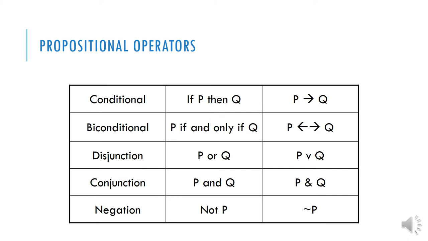Here is a table of the propositional operators that we're going to use in this course. It's important that you memorize this table as it'll be used throughout the rest of the course. So starting from the top, we see that a conditional statement is essentially an if-then statement. And an if-then statement in logic can be represented with an arrow pointing to the right. This essentially means that P, or what we will call the antecedent of the conditional statement, is sufficient for Q, the consequent of the conditional statement.